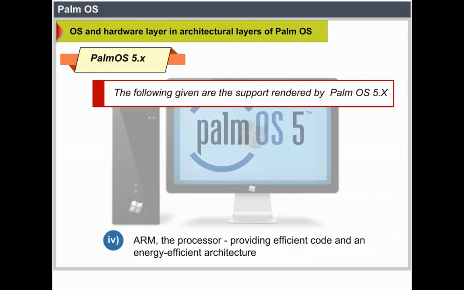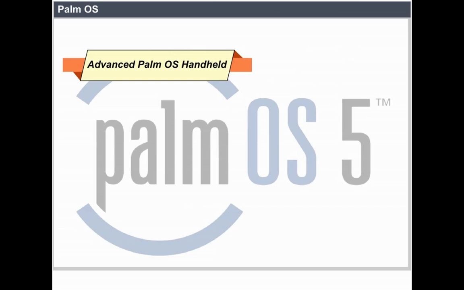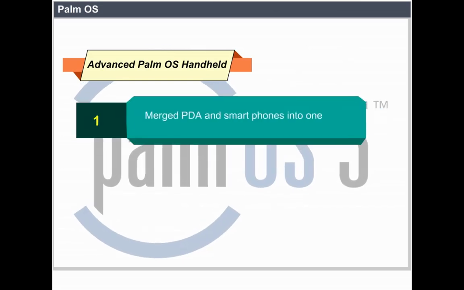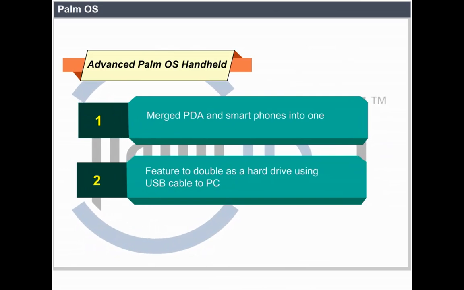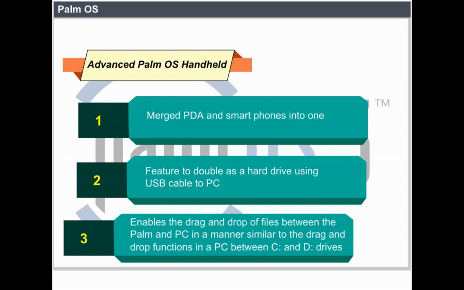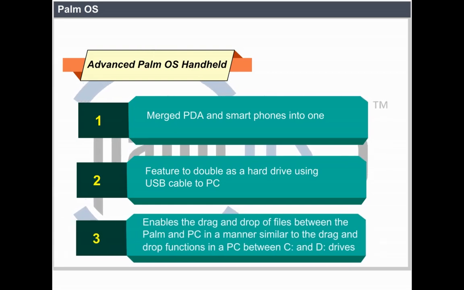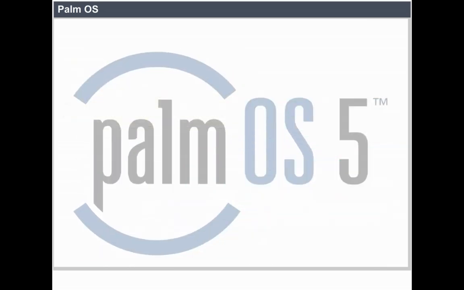energy-efficient architecture. Advanced Palm OS handheld merged PDA and smartphones. Feature to double as a hard drive using a USB cable to the PC. Enables the drag and drop of files between the Palm and PC in a manner similar to the drag and drop function in a PC between C and D drives.